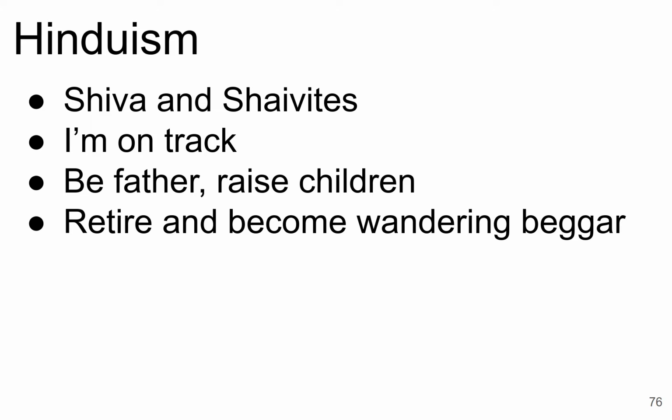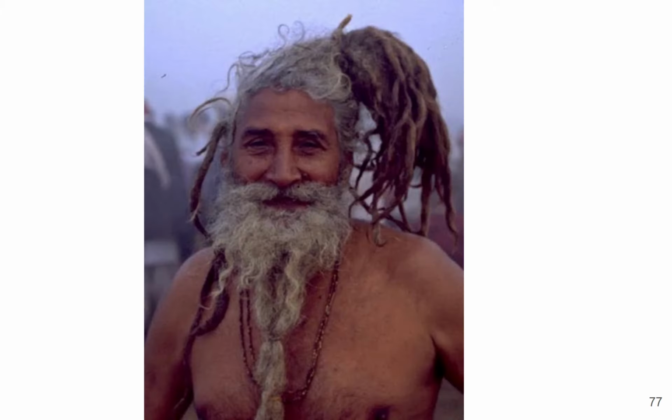And then when your children are married and out of the house and onto their lives, and you retire, you could just become a wandering beggar, a wandering naked beggar. There's an example of a Shivite. They often have dreadlocks because they're beggars. They don't have any way of dealing with their hair.